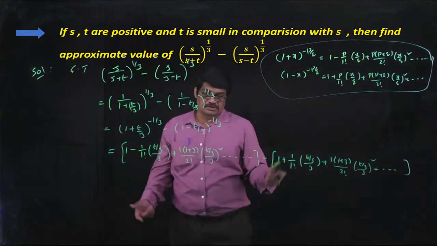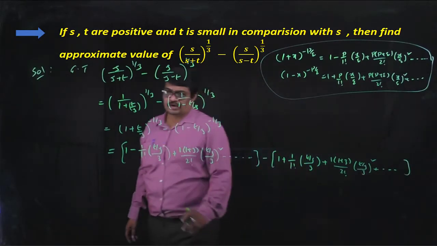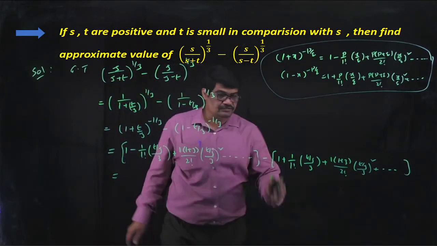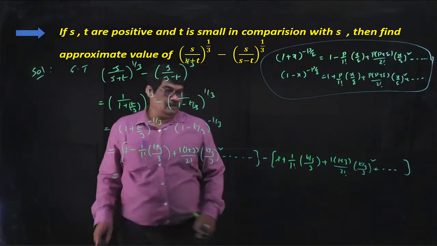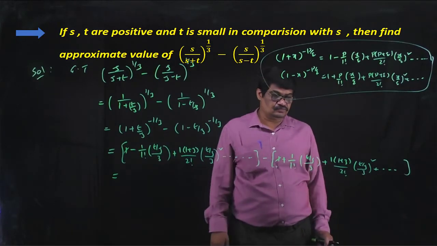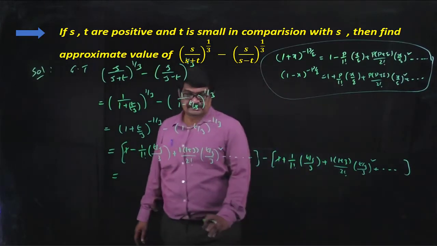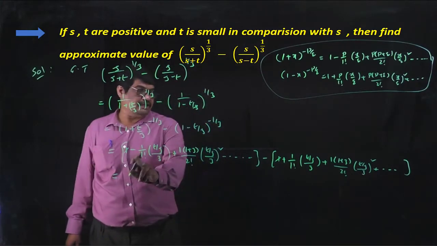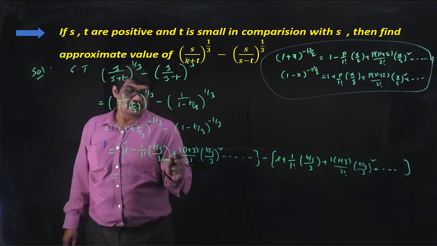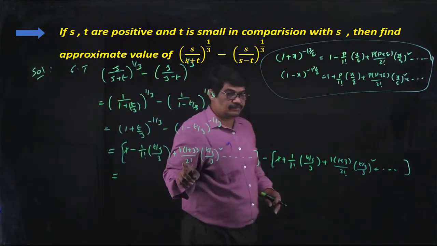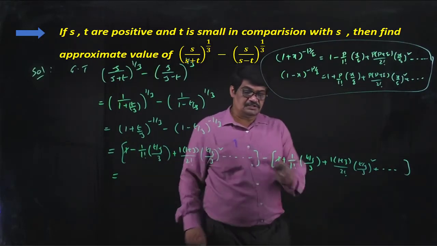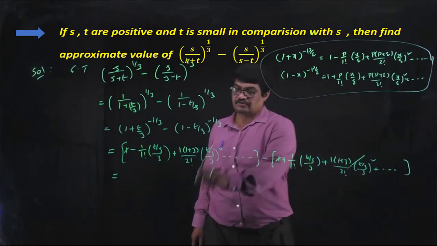Okay, so these are the terms. Now we are simplifying this one. Here plus 1, here minus 1, these will be cancelled. This is the minus term, this is also a minus term, this is also a minus term. Okay, now we are writing, and another we are getting here 1 plus 3 by 2 factorial t by s. This is the plus term, this is the minus term, these terms will be cancelled.